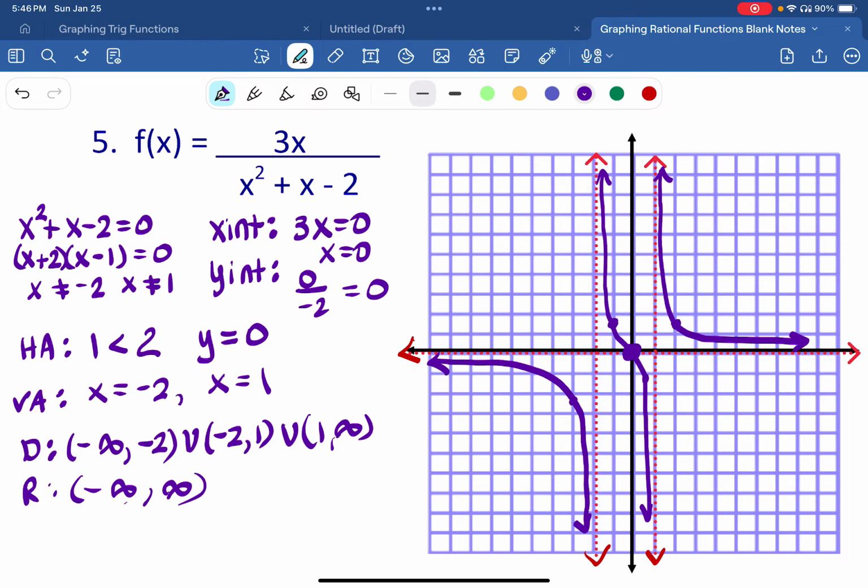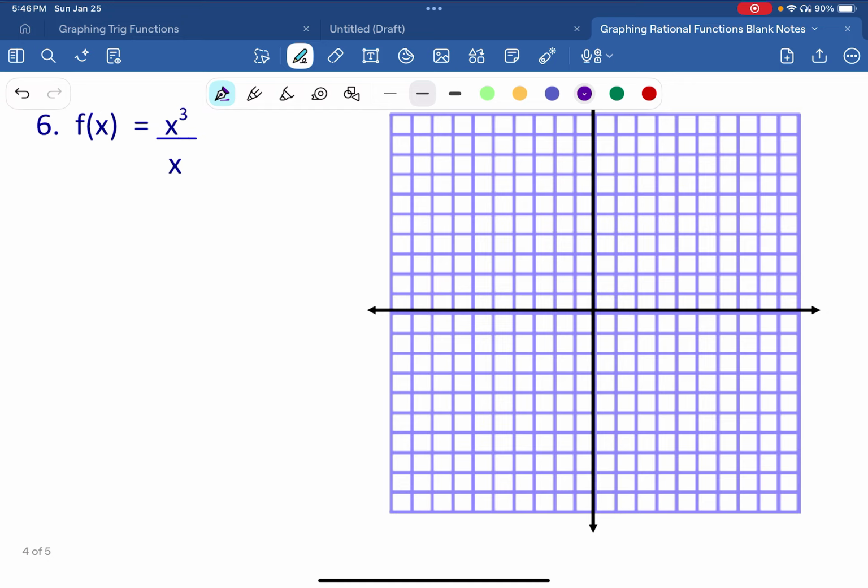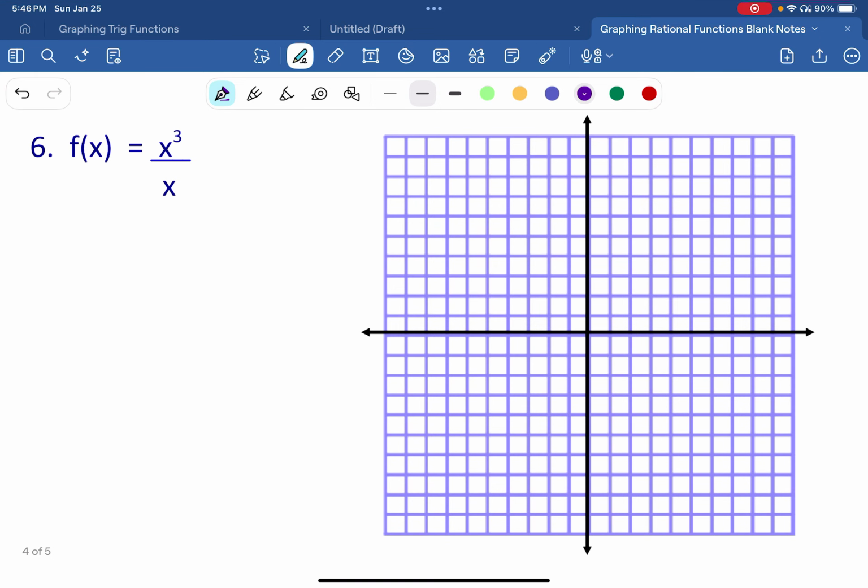There you have it. We're going to do one more example, and in this video, I did not do any examples of slant asymptotes. We will hit that in a different video. Okay, so let's look at this one. F of x equals x cubed divided by x. The restriction on the domain: x cannot be 0.